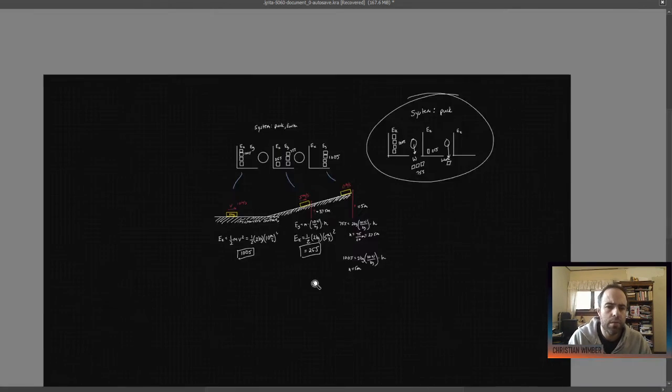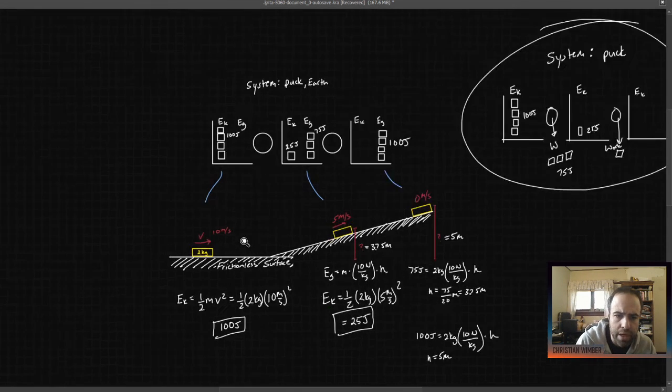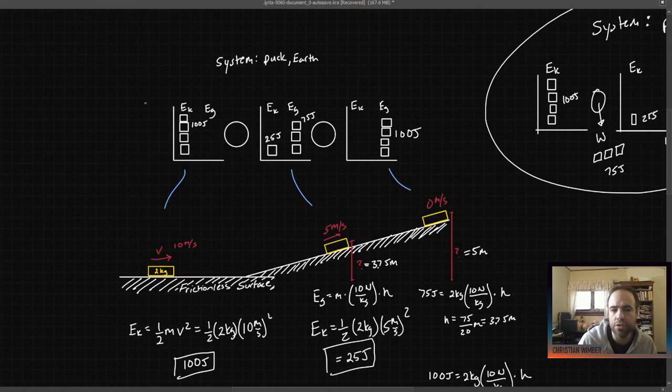All right, so to review, we have sort of kept track of how energy is being stored between the puck and the Earth. Initially, all that energy is being stored in the puck kinetically, but as it goes up the ramp, more and more of it will be stored in the gravitational field between the puck and the Earth. And all we do is we do our calculations.